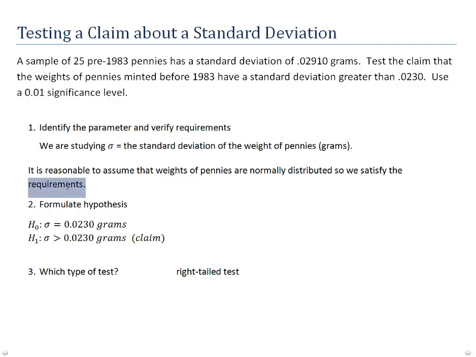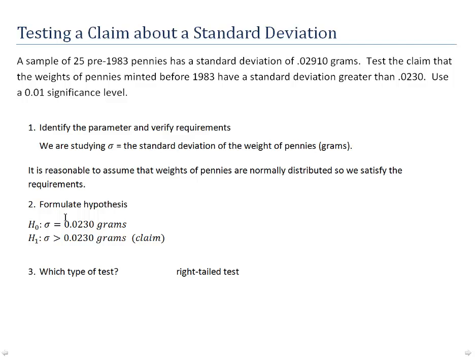Well, in this case, we're dealing with the weights of pennies, and it's pretty reasonable to assume that they are normally distributed. Things like weights and heights and different measurements that we come across typically are normally distributed, so it's reasonable to go ahead and proceed and use this technique.